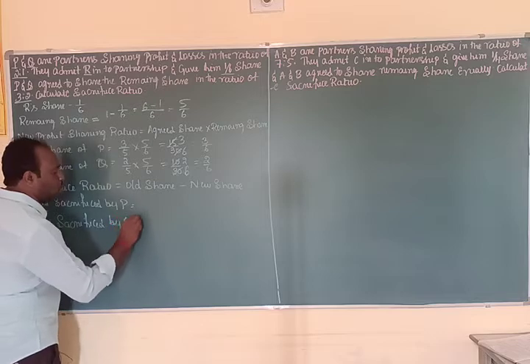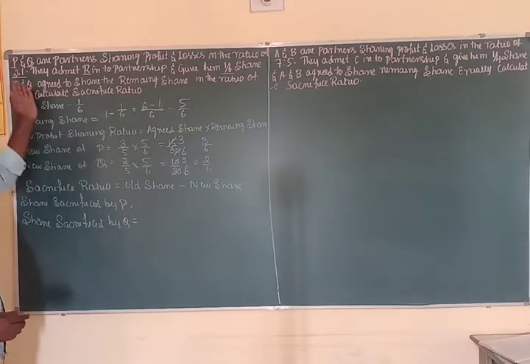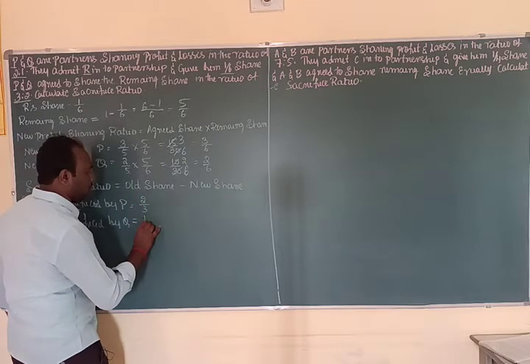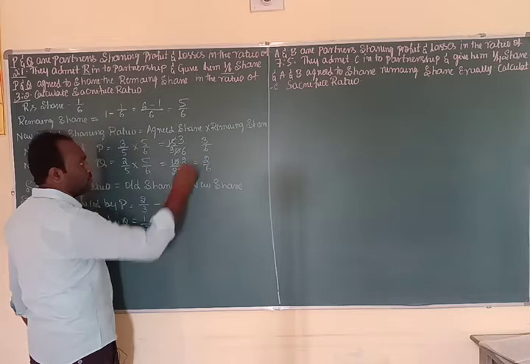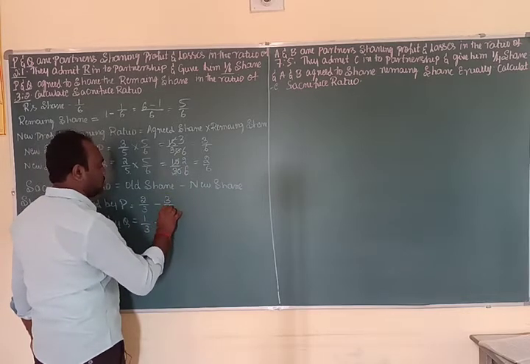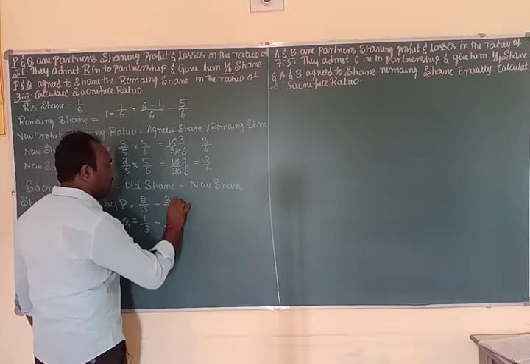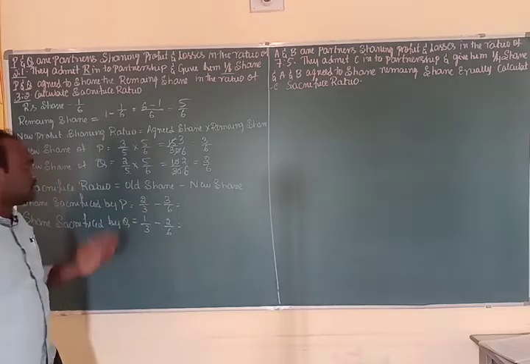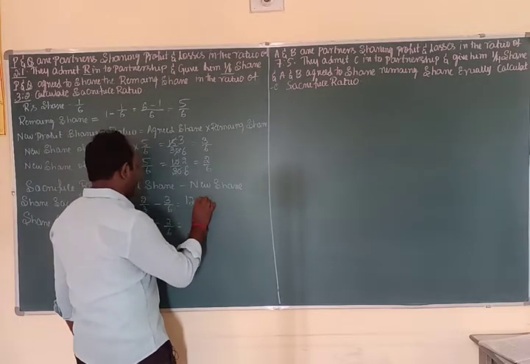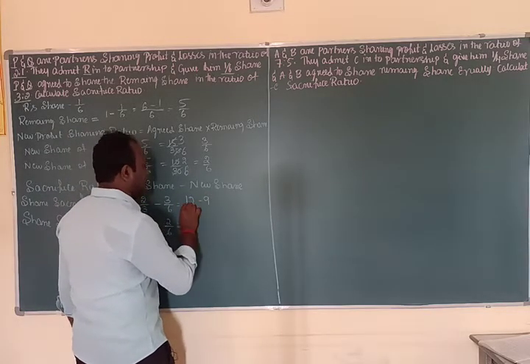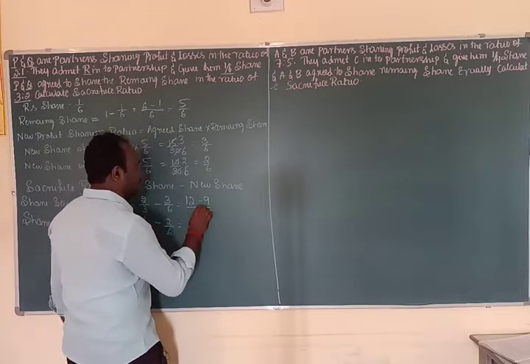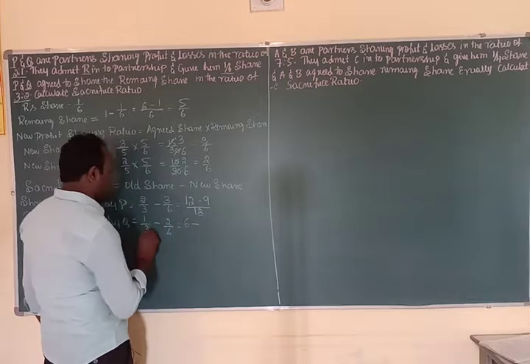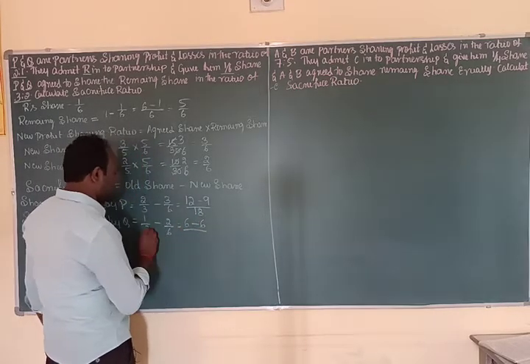How much is the old ratio? 2:1. Here we take 2/3 and 1/3, minus the new ratio, which is 3/6 and 2/6. Here we do the cross multiplication: 6 2s or 2 6s are 12, minus 3 3s are 9, by 6 3s are 18. Next, 1 6s are 6 minus 3 2s are 6, 3 6s are 18.